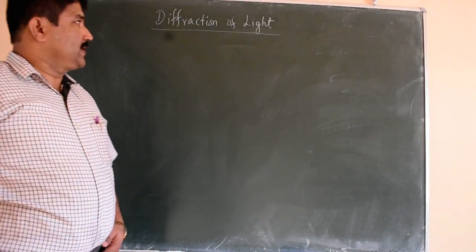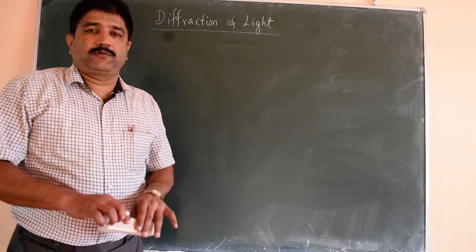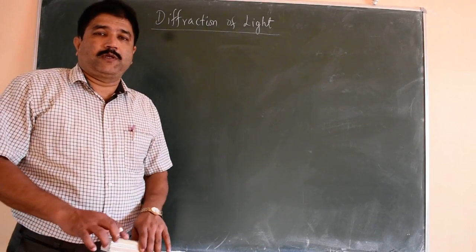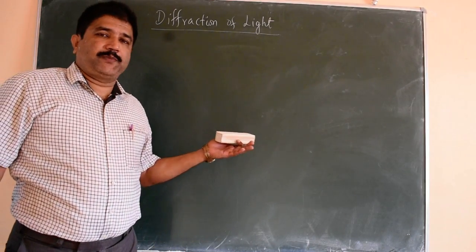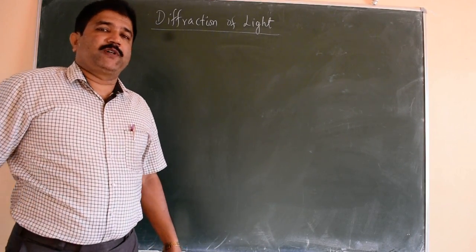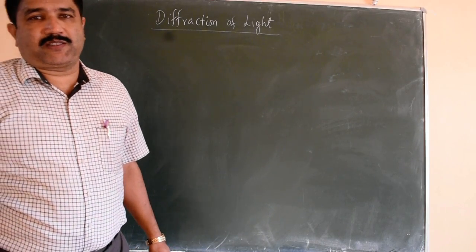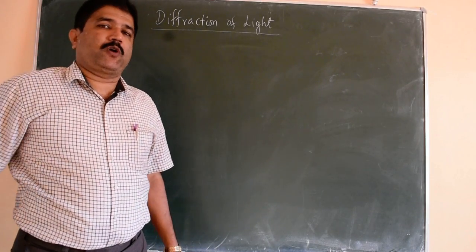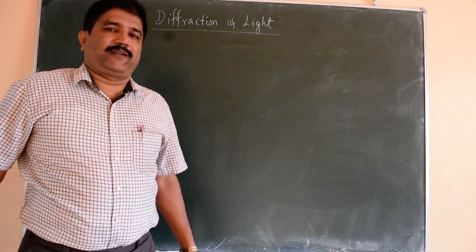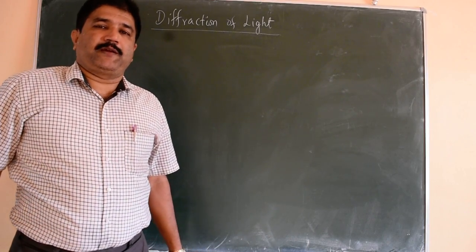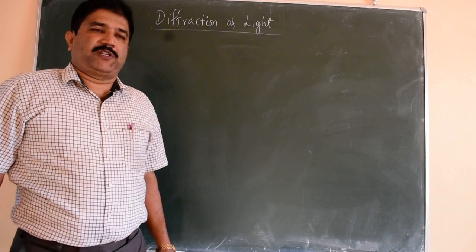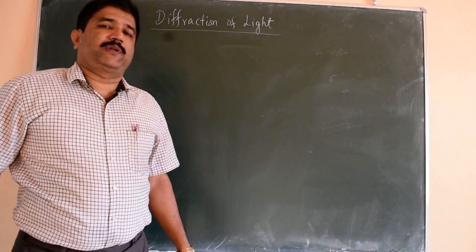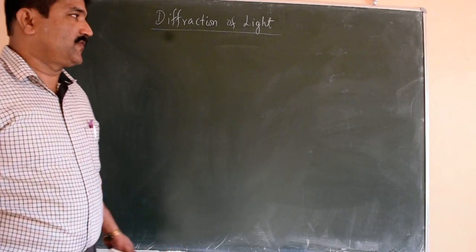Okay, dear students, today I am going to discuss a new topic in this chapter, that is diffraction of light. So, diffraction of light means it is the bending of the light around the edges of sharp corners or slit, and it's spreading into the expected geometrical shadow region. So, this phenomenon is called diffraction of light.